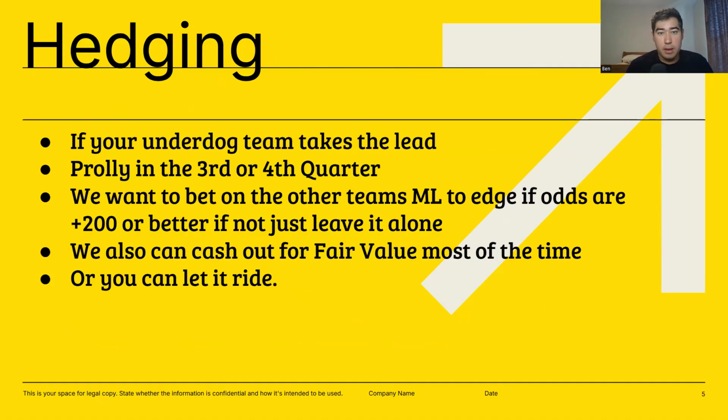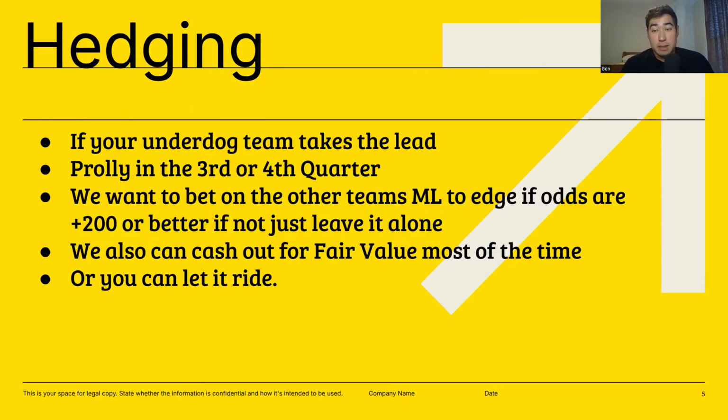So we're gonna win like $100 off our underdog money line. We're getting plus 200 odds on the other team. We'll put 33 bucks on that. We're gonna win 100 bucks either way. We risk like 43 bucks, so profiting 57 bucks regardless. So we can do that if we want. We can let it ride. We can cash out for fair value as well. So we got some options with the hedging.